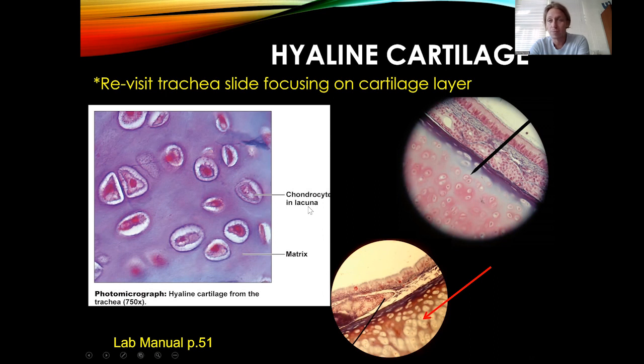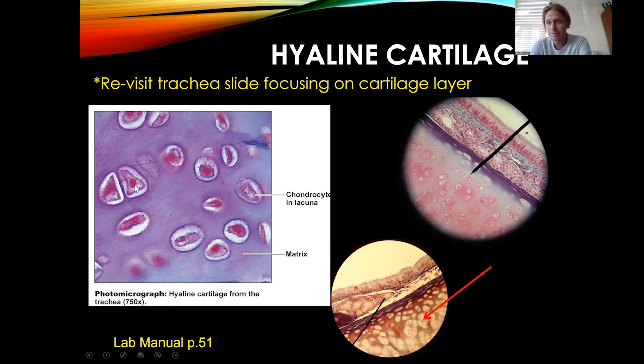Lacunae means small lakes in Latin, and it's because whoever discovered this thought it looked like an aerial view of lakes, like from a helicopter looking down on the earth. And I kind of agree with that. It does look like small lakes, so that's where the name is coming from. And then inside that lacuna is where you're going to find the cells.